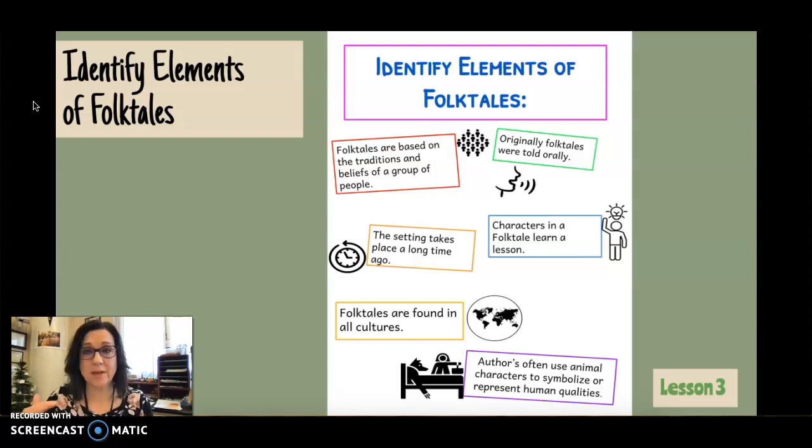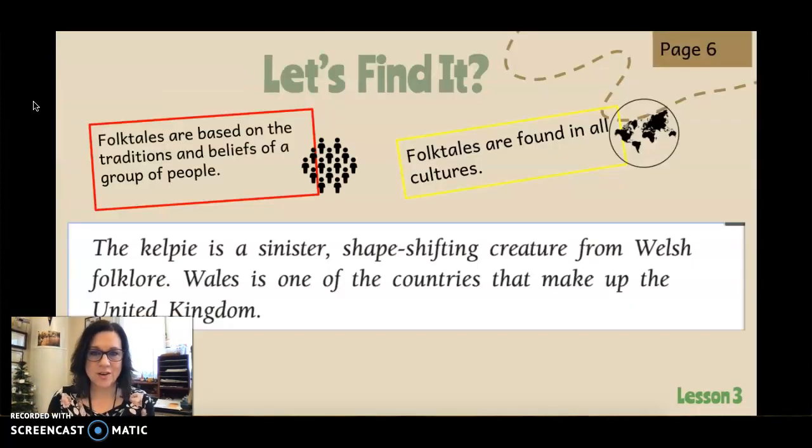The setting takes place a long time ago in a folktale. Characters in a folktale learn a lesson. Folktales are found in all cultures all over the world. And authors often use animal characters to symbolize or represent human qualities. So let's talk about our folktale, The Kelpie.